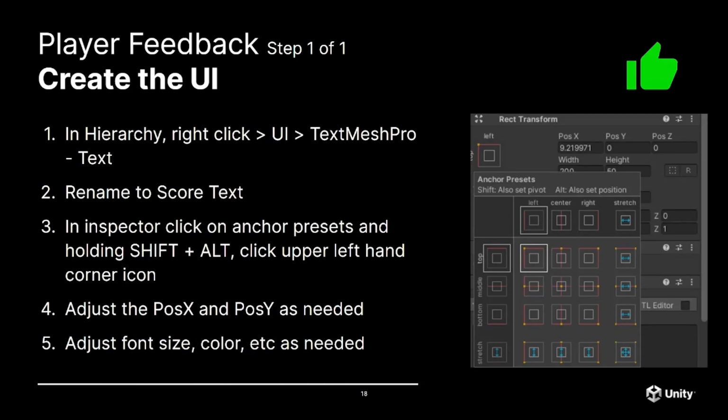Yes. Here you go. So go ahead, go to hierarchy, right click on UI, select TextMeshPro text, and then rename it to score. With the little anchor tool up in Rect Transform, you're going to click Shift and Alt, and click on the upper left-hand corner. It has a little yellow dot, and then you're going to adjust the Pos X and Y as needed, and your font size and color if you want.